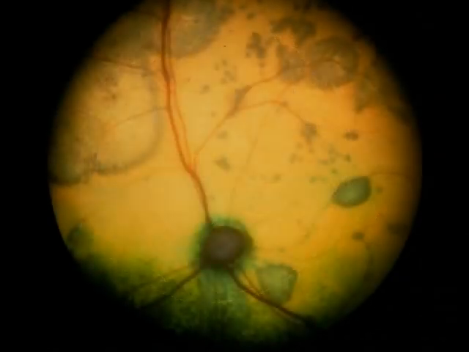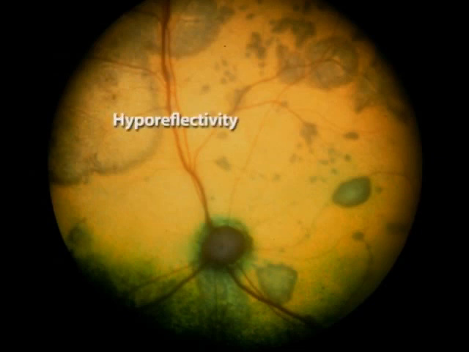In this case of toxoplasmosis, there are active inflammatory lesions in the tapetal fundus. They appear as areas of hyporeflectivity because the retina has been thickened by swelling and cellular infiltration. Note that the edges of the lesions are blurry, which is typical of active inflammation.